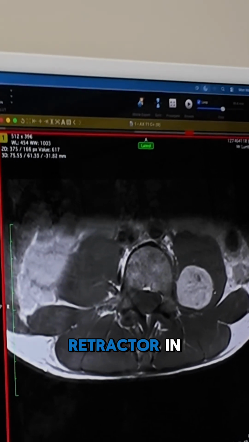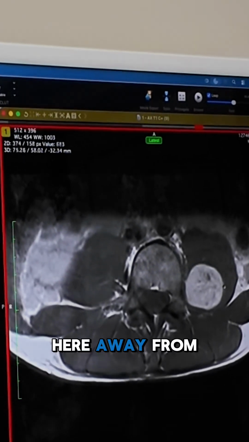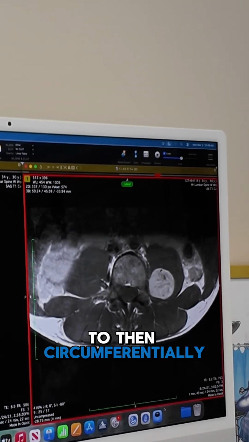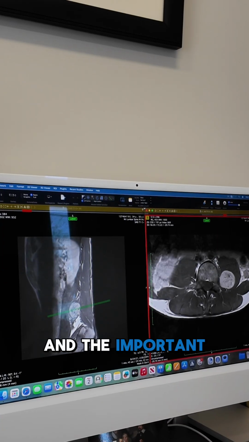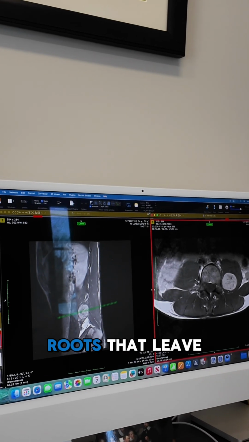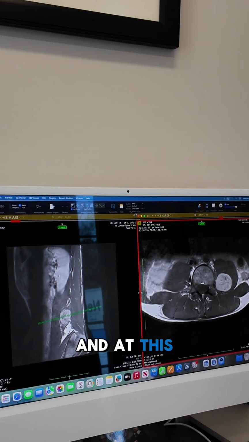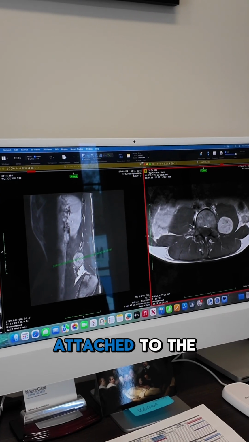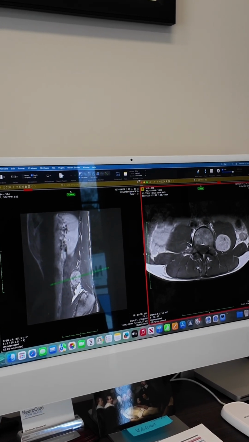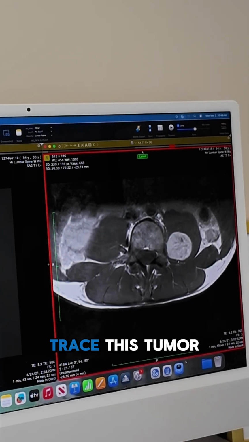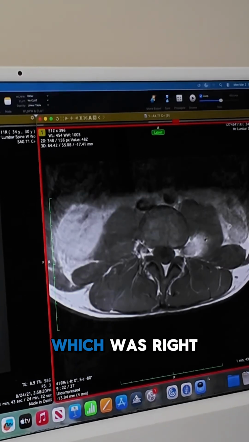I put the retractor in, and I was actually able to sweep this small amount of psoas muscle here away from the tumor. I was able to then circumferentially work above, below, and behind the tumor. And the important part is there's two nerve roots that leave L3. There's a motor and there's a sensory rootlet. And at this level, typically these tumors are attached to the sensory rootlet. They're typically not attached to the motor rootlet. And so I was able to trace this tumor around. I identified in the foramen where it started, which was right here.